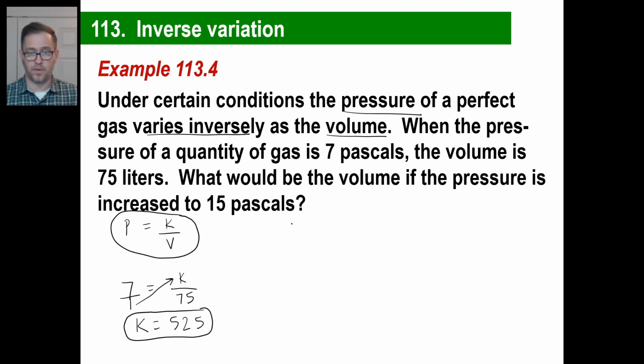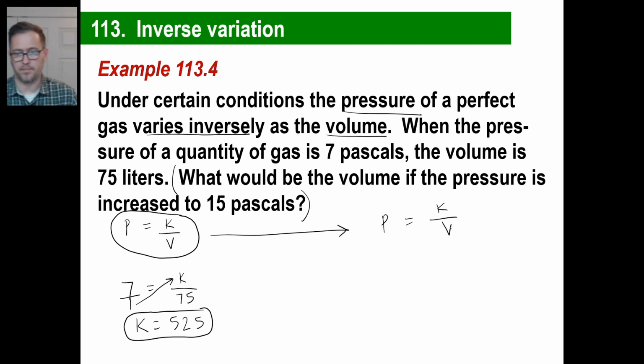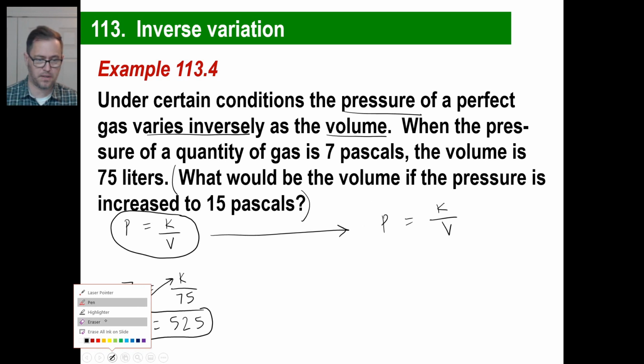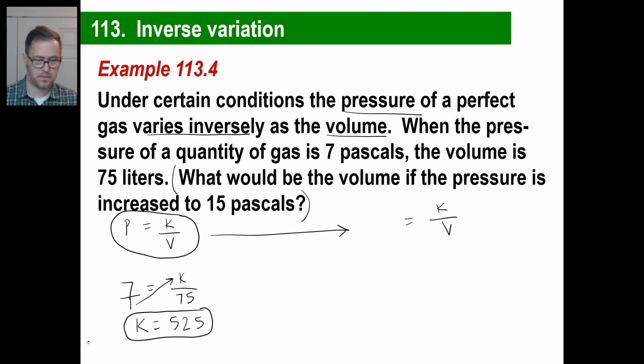We're going to use the value for K to find their question. What would be the volume if the pressure is increased to 15 pascals? Okay, so use the same thing over here. We got pressure is inversely proportional to the volume. Well, they're asking what would be the volume? So that means we're not going to know this. The pressure is increased to 15, so let's just stick it in there. We got 15.